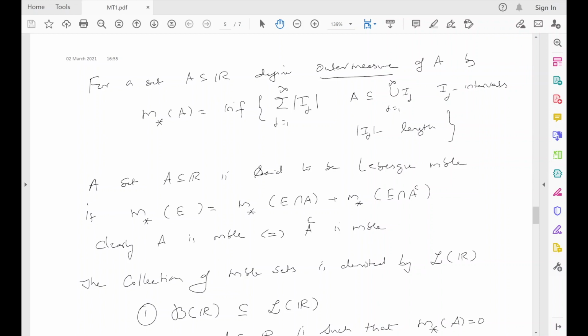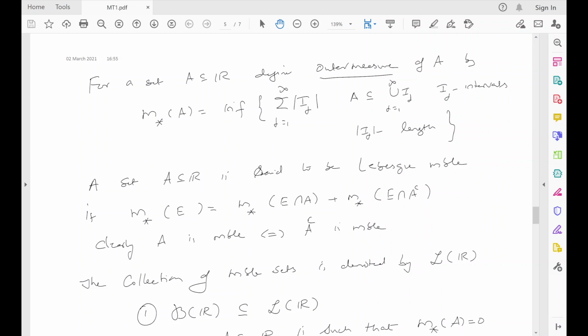And it is known that if A is a Lebesgue measurable set, then A can be written as B union C, where B is a Borel set and C is a set whose measure is 0. Okay, so if you look at the first property, B of R is contained in L of R, so between them there is not much difference. Okay, so the only sets that get added to the Borel sigma algebra are those sets whose outer measure is 0, which are very small. Okay, in some sense they are small.